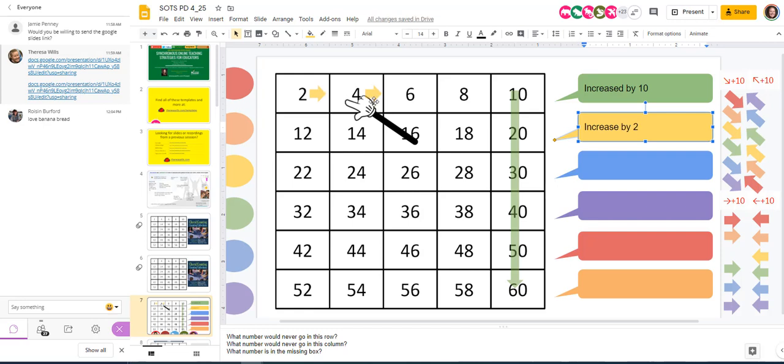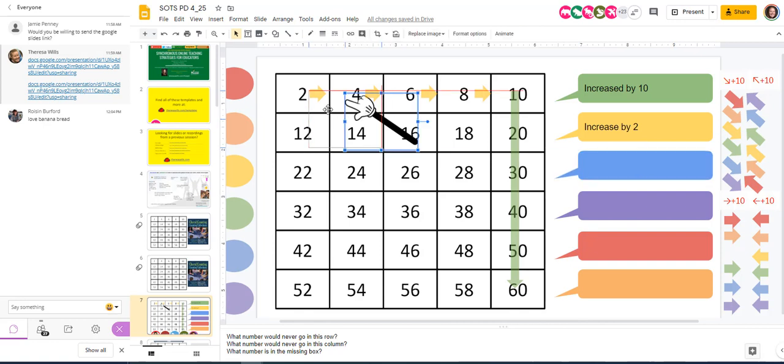Rosen, go ahead. Michelle? So going from 2 to 14 to 26 to 38 diagonal, you're increasing that one by 12. Oh, can you tell us a little bit more? How did your brain think of 12?